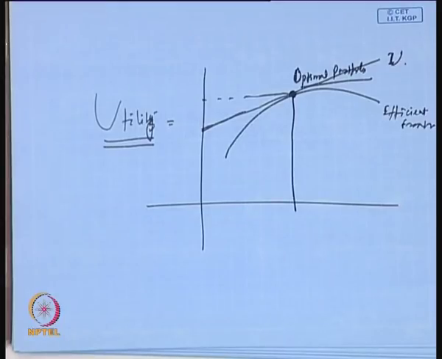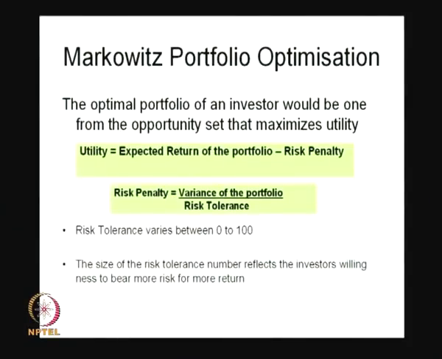Markowitz tried to measure this utility, and how can we measure it? The utility is measured as the expected return of the portfolio minus the risk penalty. The concept of the risk penalty was introduced by Markowitz, and it talks about the investor's risk preference: how much risk this investor is taking, and because of that he should pay some penalty. Once that penalty is adjusted against the expected return you derive from the investment, the extra amount you get is the utility from that investment.